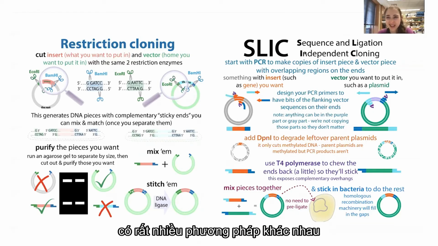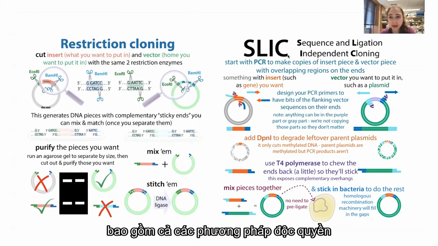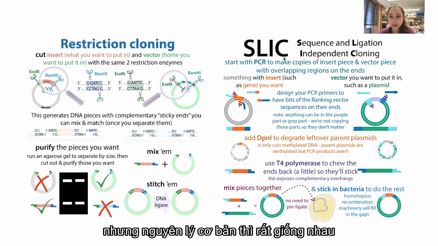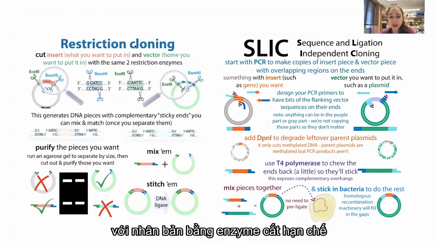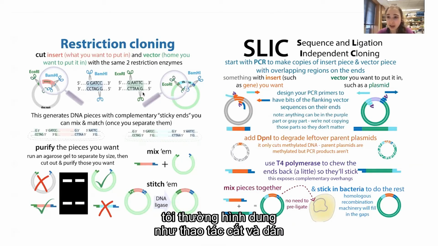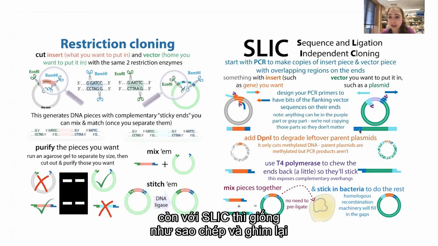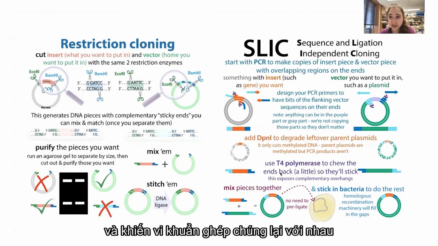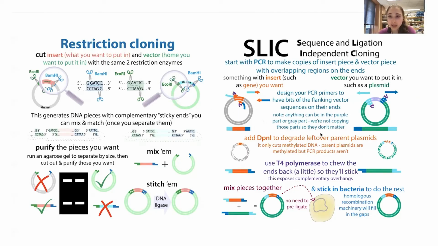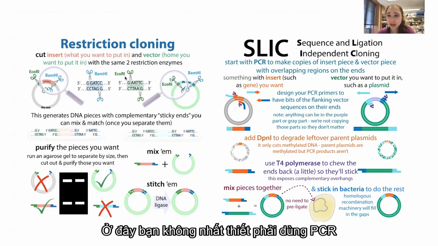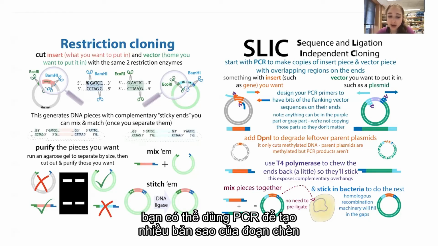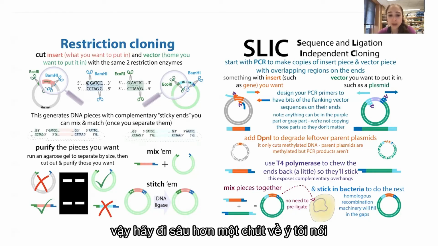There are a lot of different methods, like some proprietary methods, but the basic concepts are very similar. With restriction cloning, I like to think of it as kind of like cutting and pasting, and with SLIC it's kind of like copy and stapling. So you're making a bunch of copies and getting bacteria to stitch them together. Here you're not necessarily using PCR, but you can use PCR to make lots of copies of the insert. So let's go into a little more detail about what I mean.